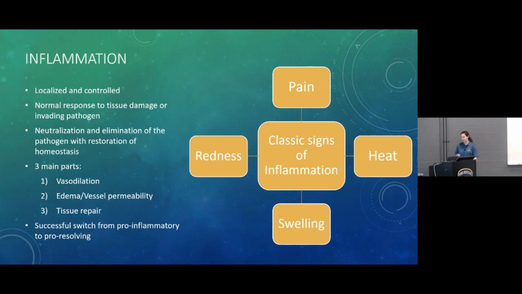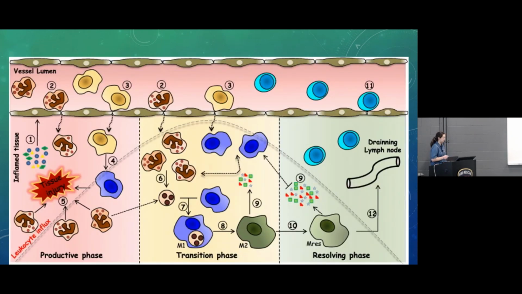There's three main parts to inflammation, including vasodilation, which helps to increase the blood flow to the site. Then we have edema and vessel permeability, which allows the leukocytes and other molecules to leak out, and then tissue repair. And then the main thing is that there's a successful switch from this pro-inflammatory state to this pro-resolving or anti-inflammatory state. So this is just kind of a picture of it.